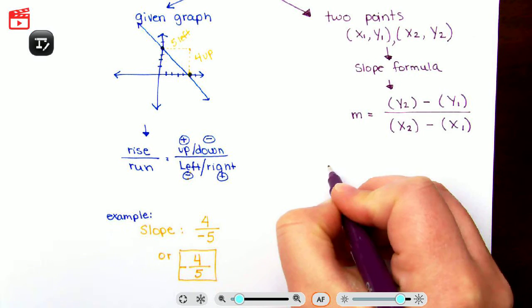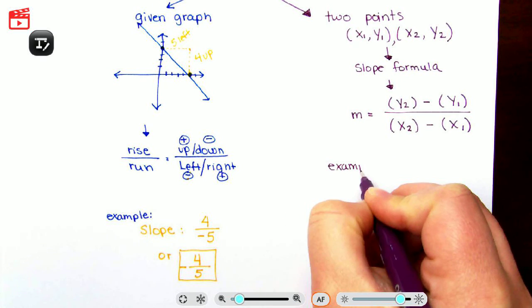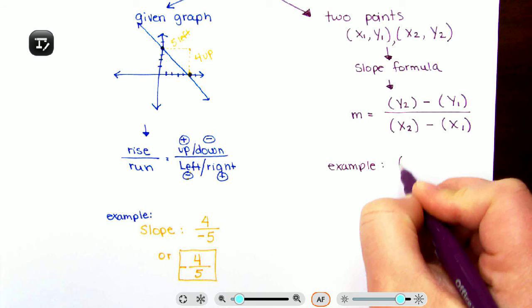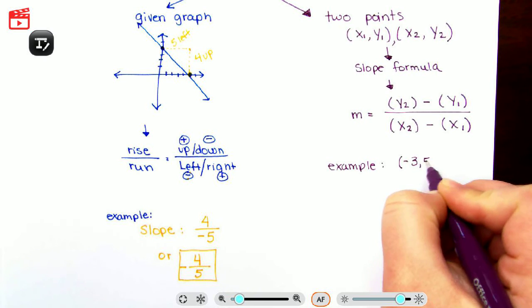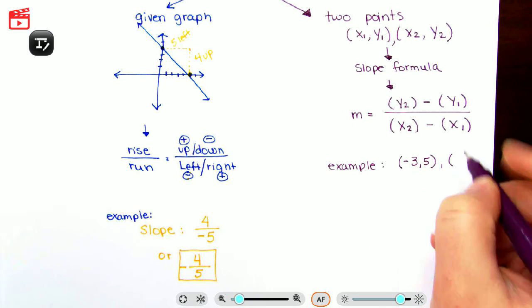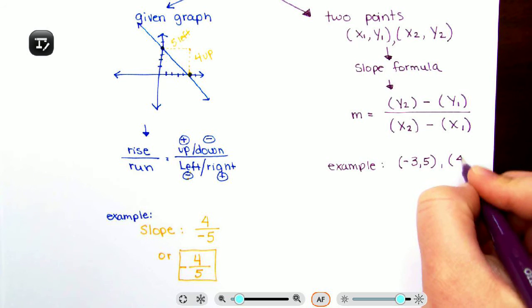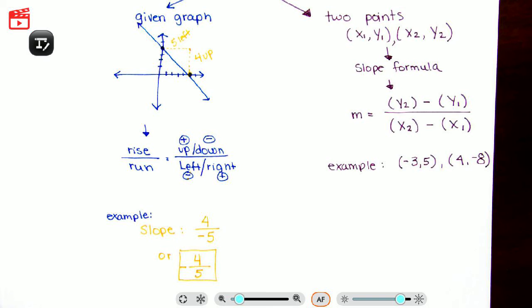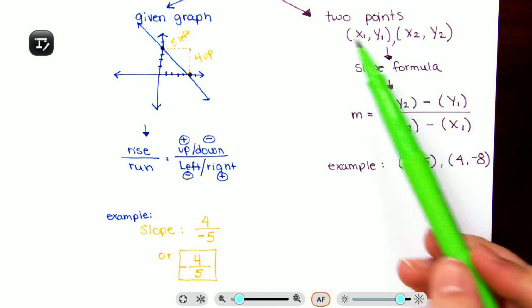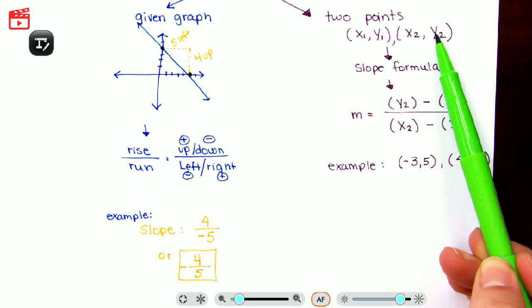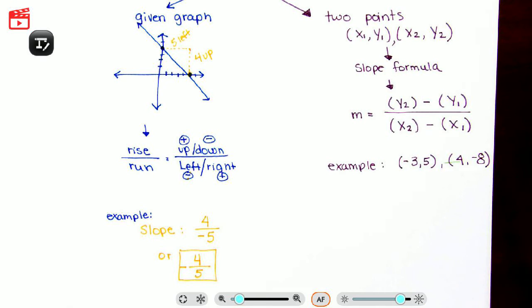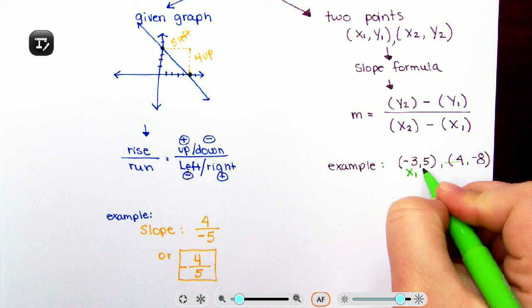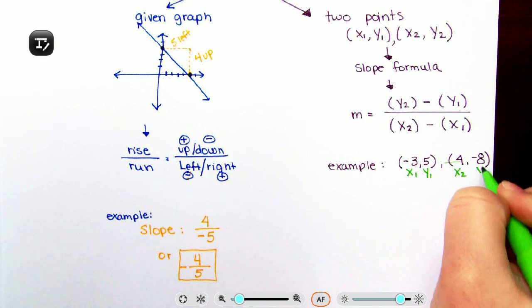So let's do an example. Let's do something with a negative. So let's do negative 3, 5, and 4, negative 8. Okay, so step number 1 is always to label your points. What I mean by that is, if you notice up here, we have x1, y1, x2, y2. So I'm going to do exactly the same thing underneath here. So I have x1, y1, x2, y2.